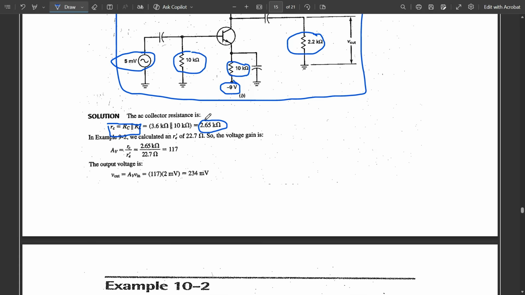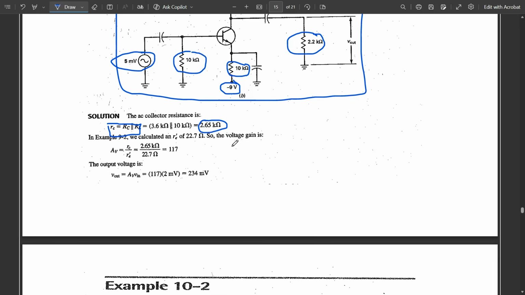So that's why I'm directly telling the answers for you. So this is 2.65 kilo ohm. So in example 9.2, we calculated RE dash. I've already told you in one of my videos, RE dash is equal to 25 millivolt divided by IE. So with respect to that, the RE dash constant value which you need to take in this case is 22.7 ohms.